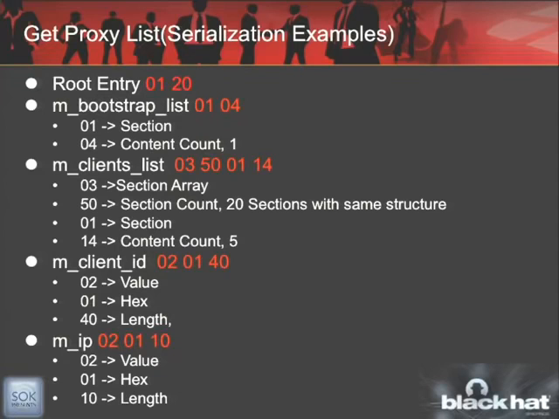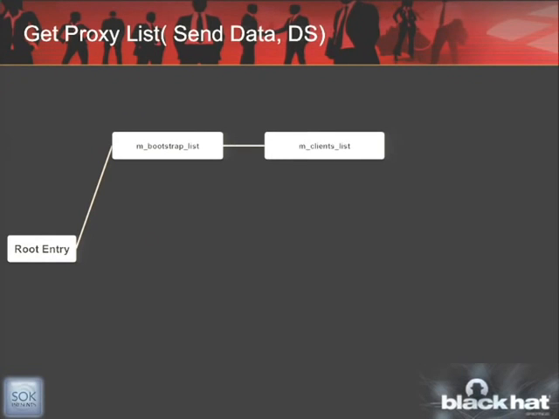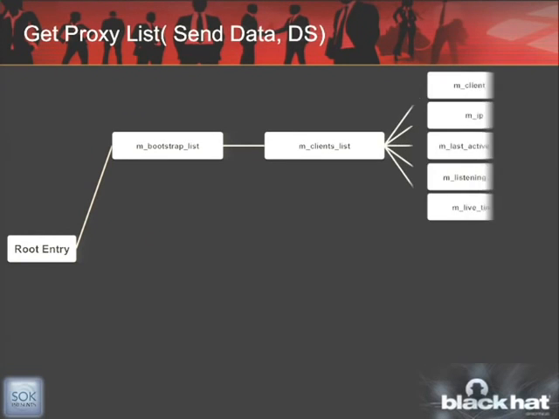So when we get a basic understanding of those bytes, entry types, and value types, we can draw a picture of the data structures of the botnet. It first starts with the root entries, and then the amp bootstrap list. Under this one, there's another one, the amp clients list. And under this one, there are 5 parts of data: amp client ID, IP addresses, last active time, listening port, and live time.